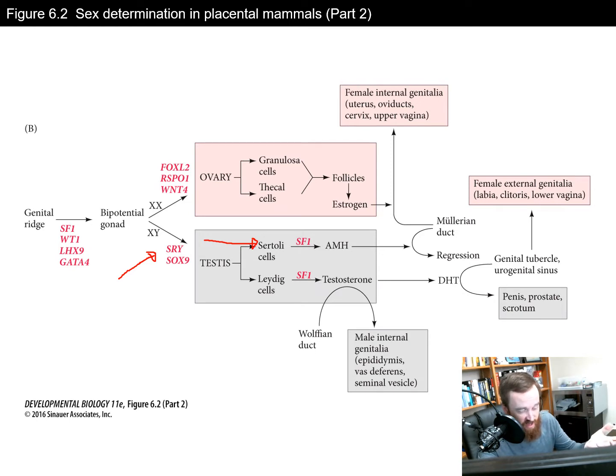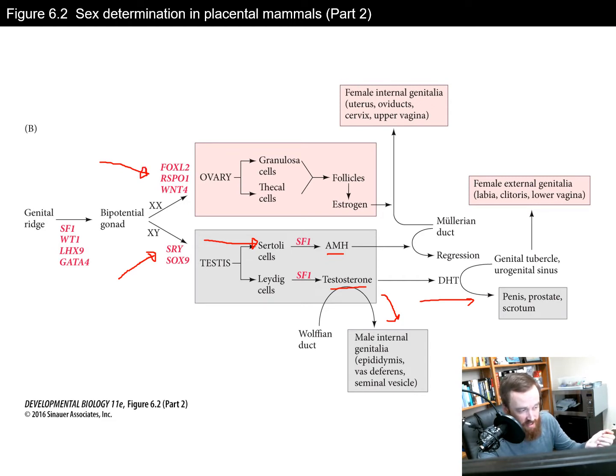So what happens is, if SRY is present, you can see it leads to this cascade where the cells with the expression of SF1 develop into AMH and testosterone producing cells, and eventually you have the Wolffian duct develop into the male internal genitalia, the epididymis and the vas deferens and the seminal vesicle, as well as the development of the penis, the prostate, and the scrotum.